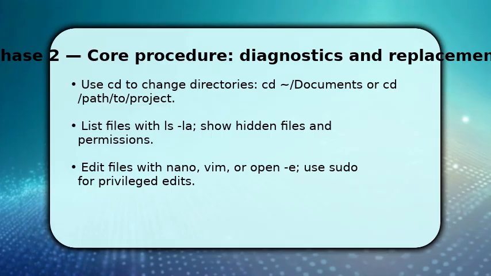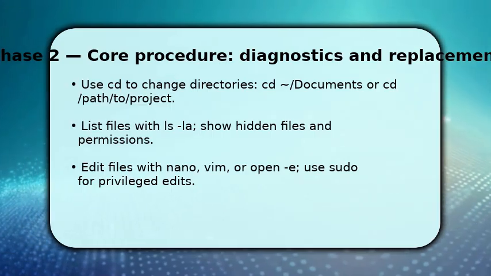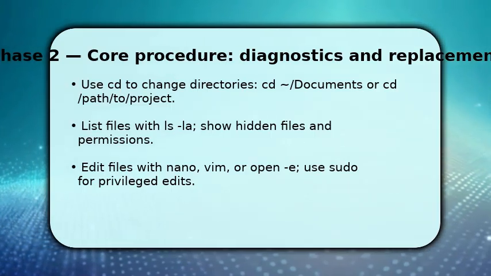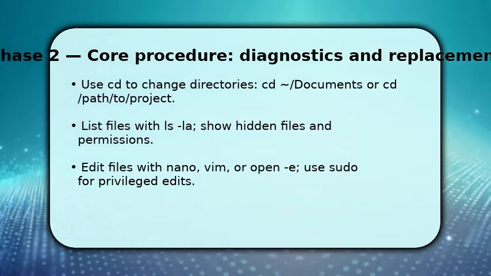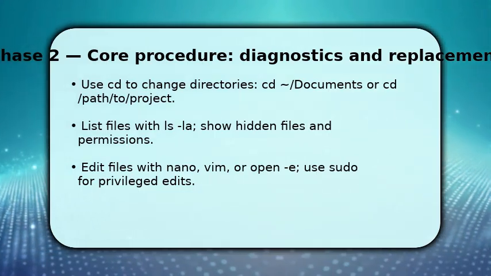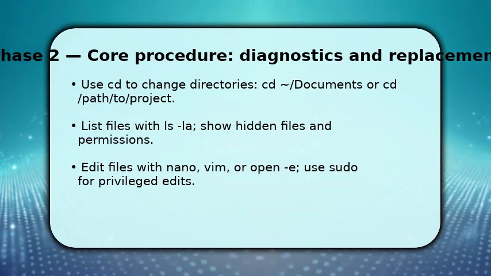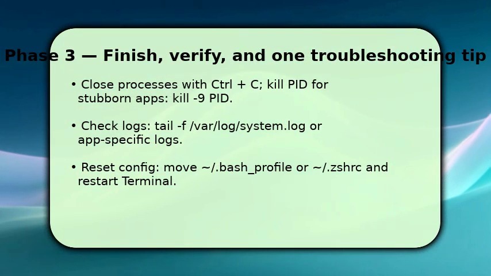Run programs by typing their name and prefix with sudo only when necessary to modify system files. This prevents accidental damage. Once done, use history or tab completion to speed repeated tasks. You wrap up by exiting cleanly and knowing how to recover if things go wrong.